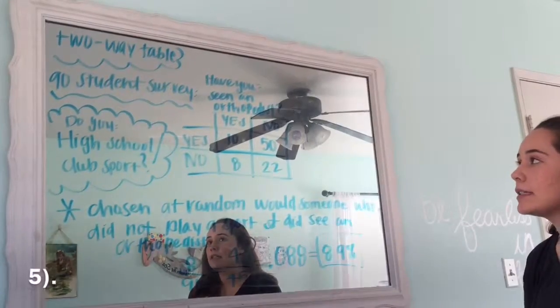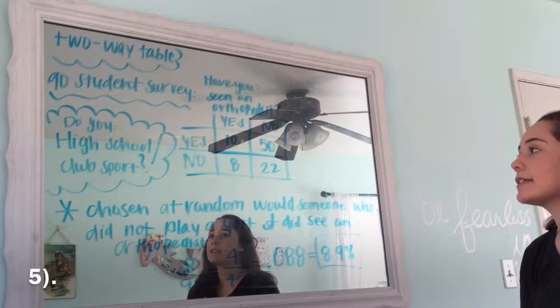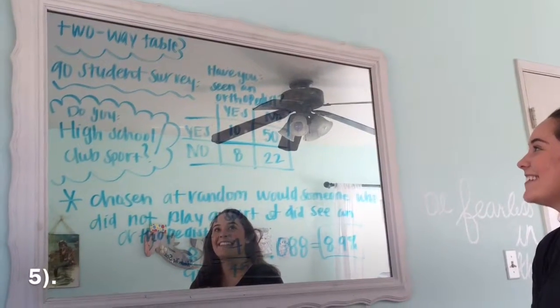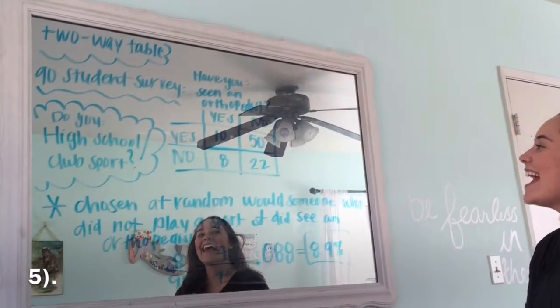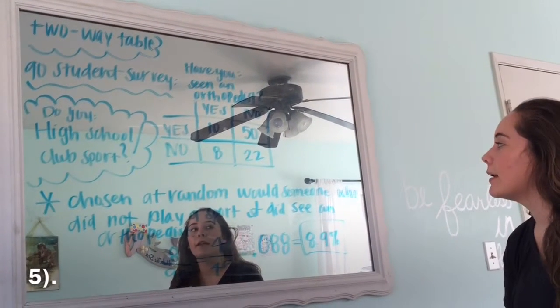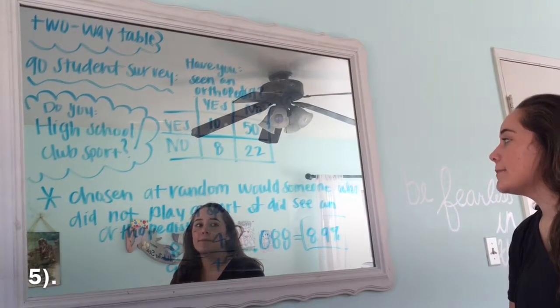Play table, and it has to do with the 90 student survey. One of the questions asks, do you play a high school or club sport? The other question asks, have you seen an orthopedist? And then they say yes or no, and how many kids said that. So the question asks, chosen at random, someone who did not play a sport and did not see an orthopedist.